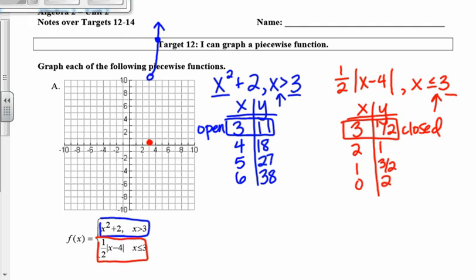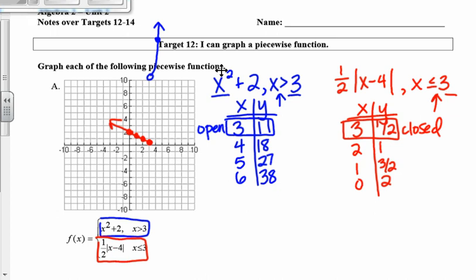Then (2, 1), (1, 1.5), and then (0, 2). So this actually looks a little bit like a linear function, which does make sense because part of an absolute value function, if you just have half of it, it does look linear. Now what I want to show you guys, so this is finished, but what I want to show you is kind of the bigger picture of this particular graph and what's happening here.